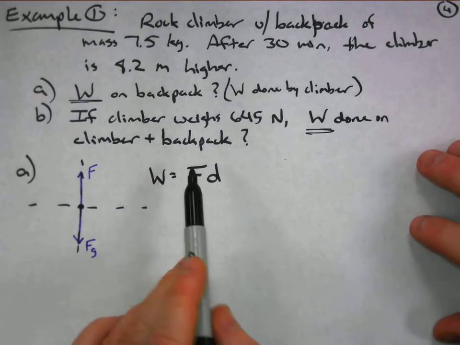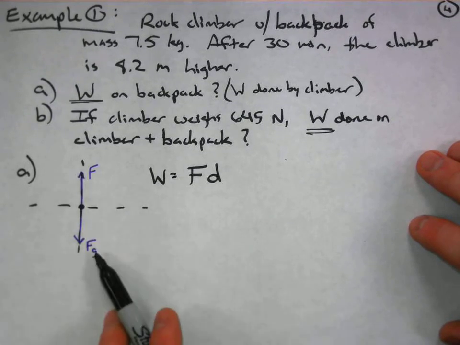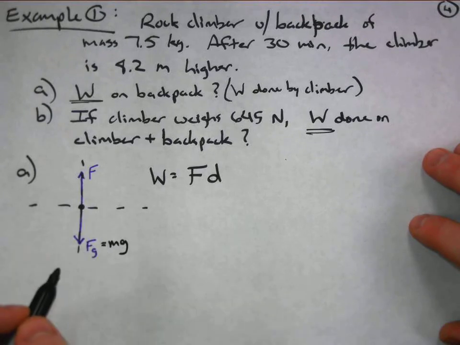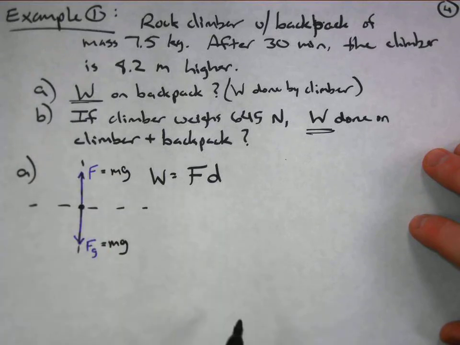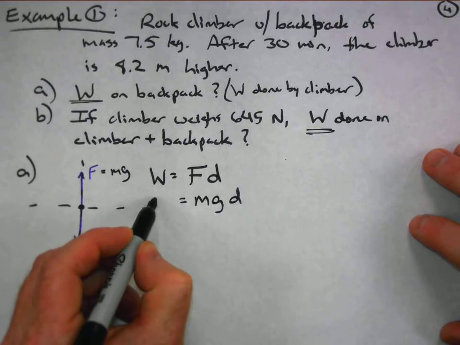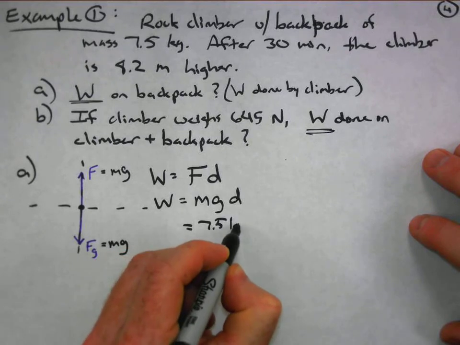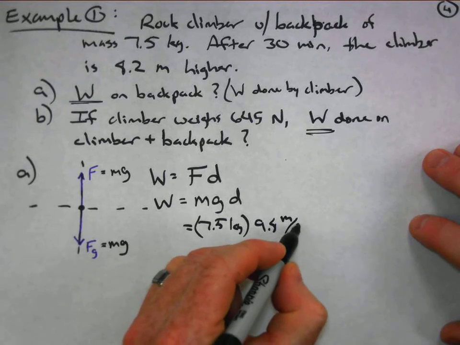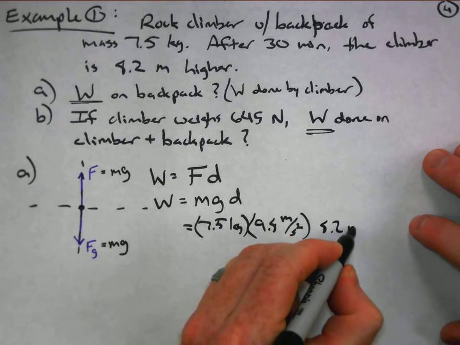How much force is the climber exerting on the backpack? What is this equal to? Well, that force is equal to that force. And that force is just mass times gravity. So that means so is this one. And so that force is mg, and we multiply by a distance, we can find the work. The mass of the backpack was 7.5 kilograms. g is 9.8 meters per second squared. And the distance, 8.2 meters.